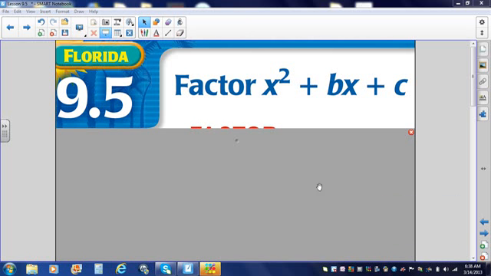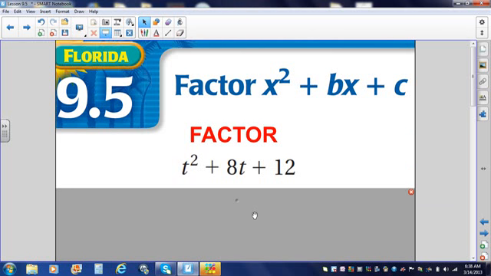Alright, today's notes are going to be on lesson 9.5, factoring. So let's chop to it. If you would, please write down the trinomial. Nice vocab, Blackhawks. t squared plus 8t plus 12.